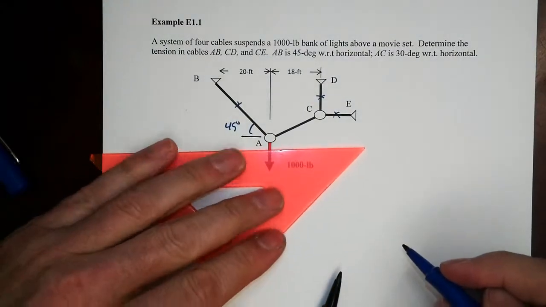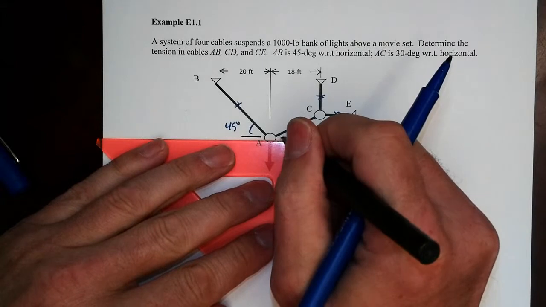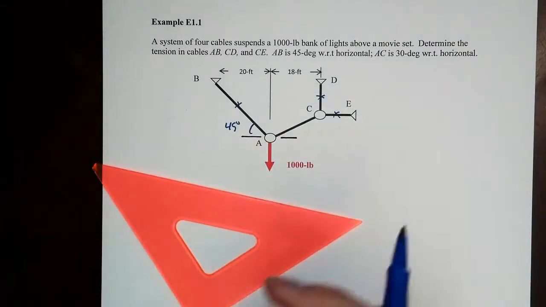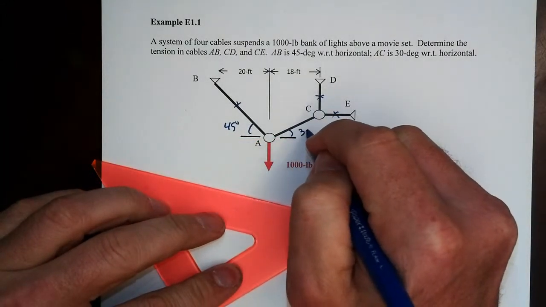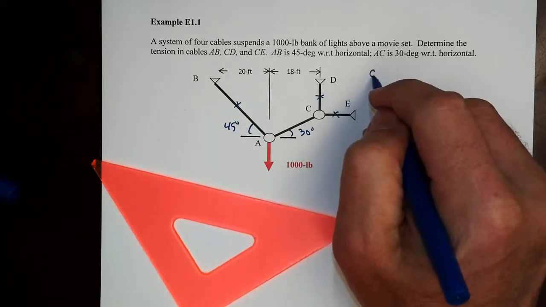And AC is 30 degrees with respect to the horizontal. Don't know if we need all that information because that's a member that we're not asked to find, but we'll get it jotted down as a given. Alright, so, interesting. Well, let's make sure that we really understand what we're about.